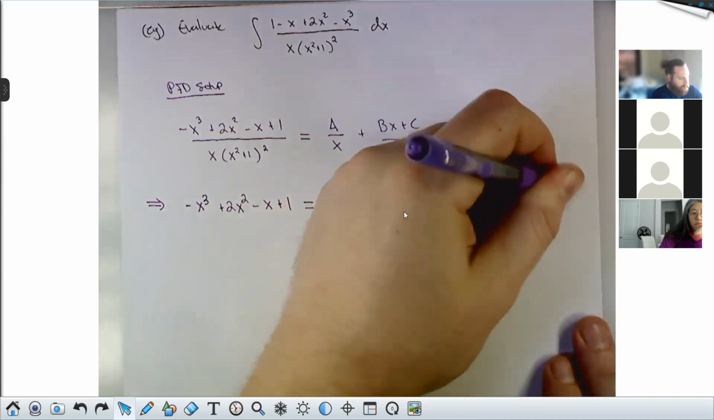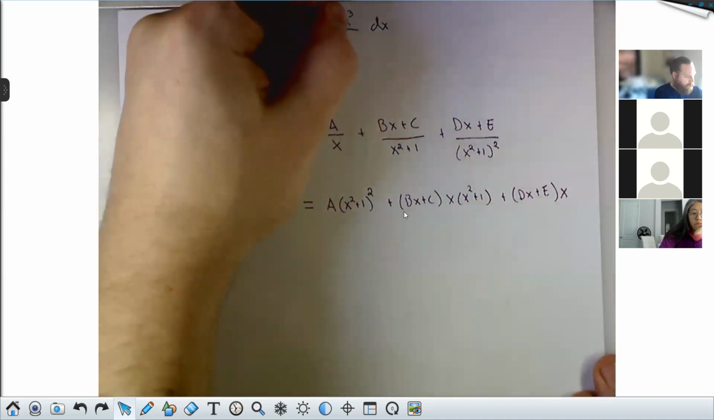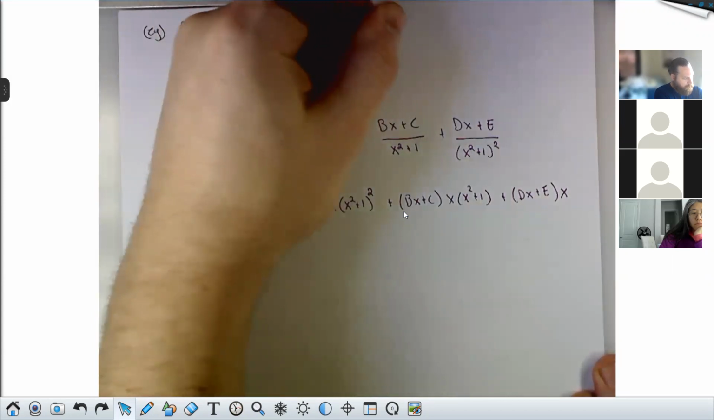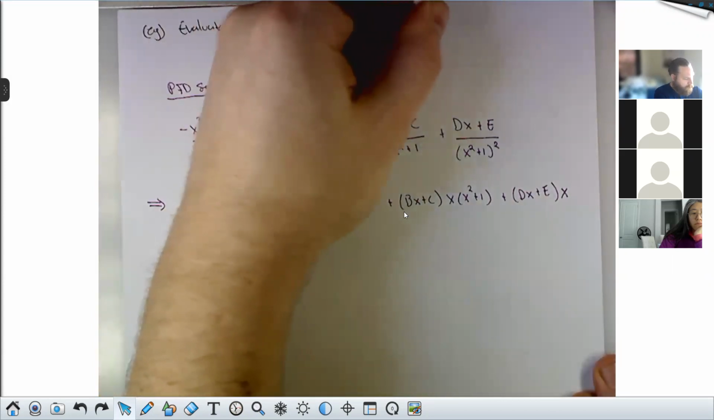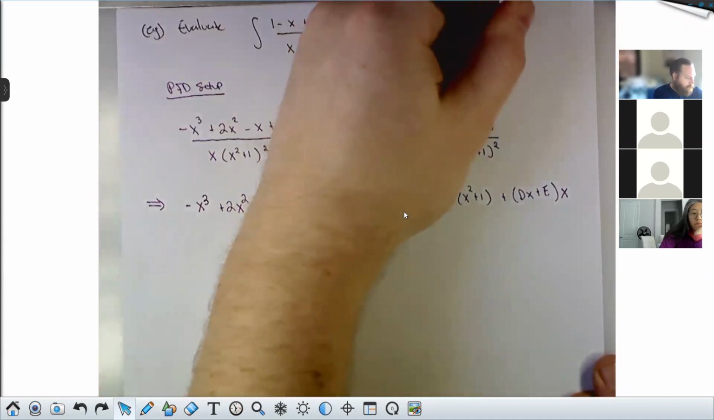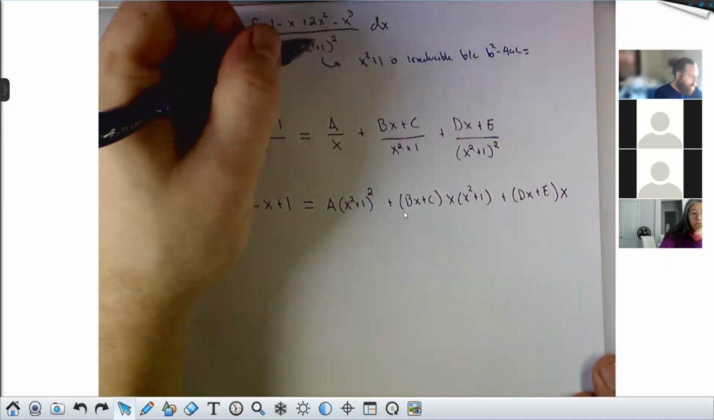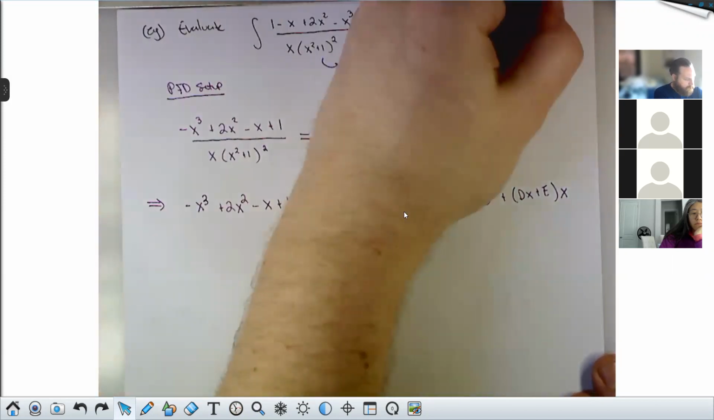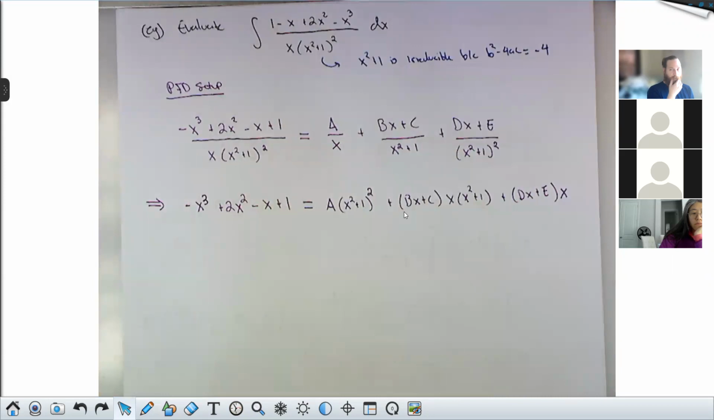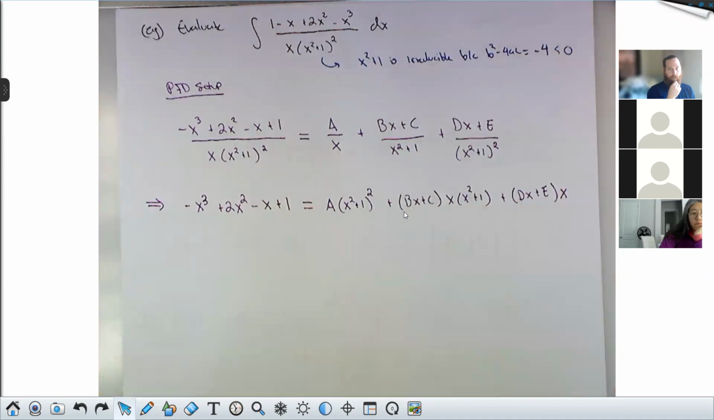In the Dx plus E piece, both of the x squared plus 1s will cancel, and I'll just get Dx plus E times x. I suppose I should say this piece, x squared plus 1, is irreducible because the discriminant here is 0 squared minus 4 times 1 times 1, which is negative 4, which is negative. So we have not just an irreducible, but a repeated irreducible.